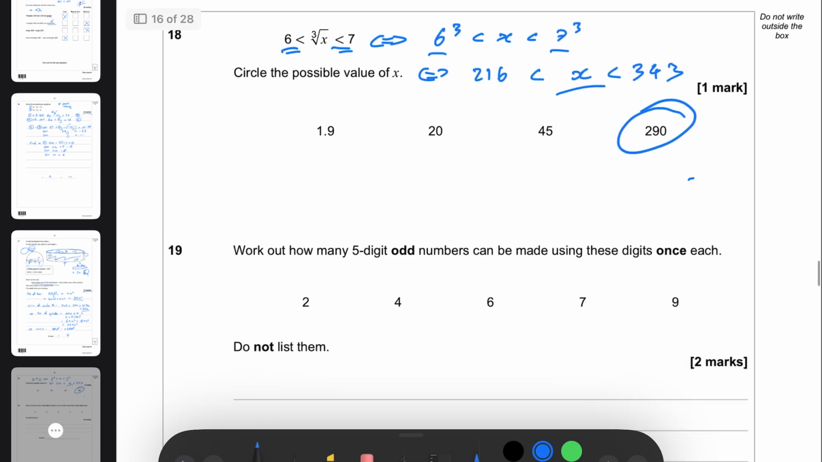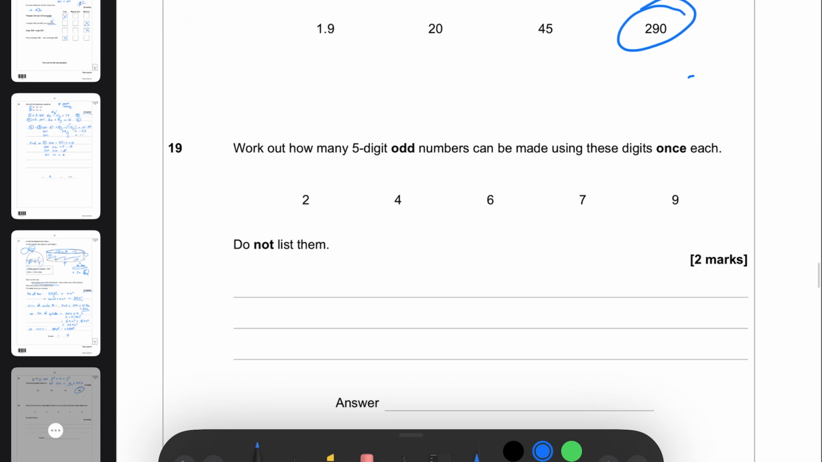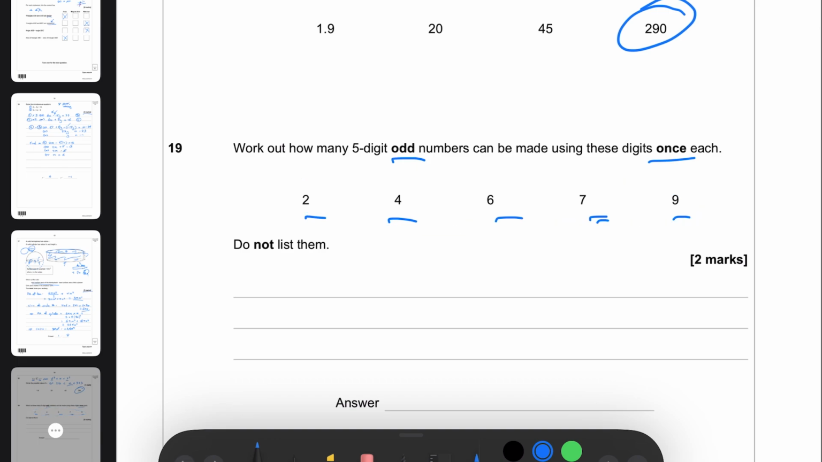Work out how many 5-digit odd numbers can be made using these digits once each. Do not list them. This is actually starting to get a bit more interesting, a bit more into what you're going to do at A-levels. So we want 5-digit odd numbers, and we have 5 digits. We can only use them once each. So how do we have an odd number? It's a number that ends in an odd number, surprisingly enough.